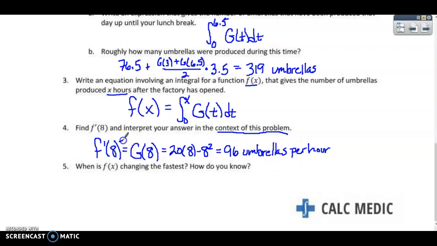f prime of 8, this is the rate of change of umbrellas. And this is a big deal here. We're looking at our accumulation function, and we're putting it in terms of f of x. And then when we take the derivative, we're looking at our rate of change per hour, which, by the way, is g of t. All right, so now when is f of x changing the fastest? And how do you know?